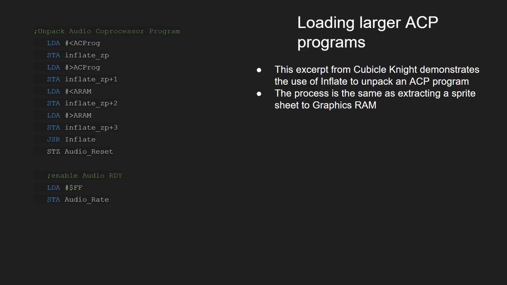If we modify the ACP code and create a larger binary, we'll have two problems to deal with. The first is that the example loader shown earlier only works on 256 bytes at a time. The second is that a larger ACP binary competes with other assets and code for space. We can mitigate both these problems at once by using inflate to load our audio code, much like how we load sprites. The code shown here comes from CubicleNight and loads a larger, more complex binary that computes multiple audio channels.